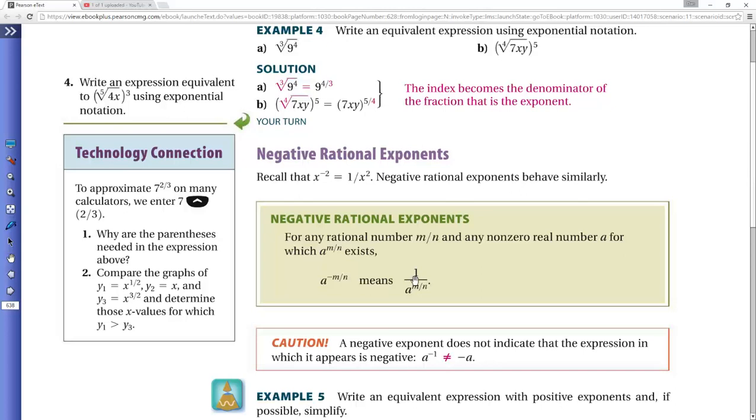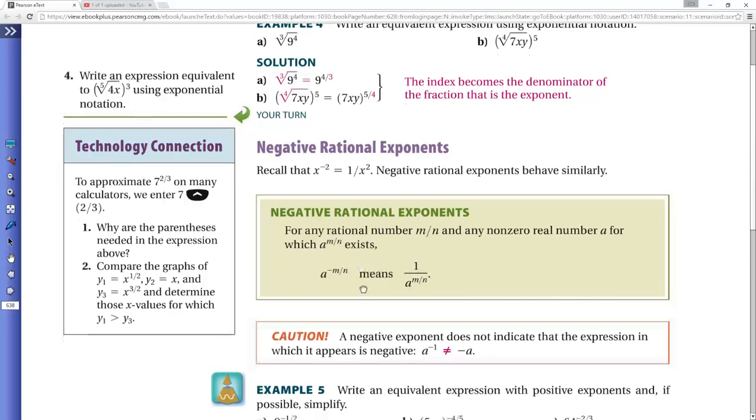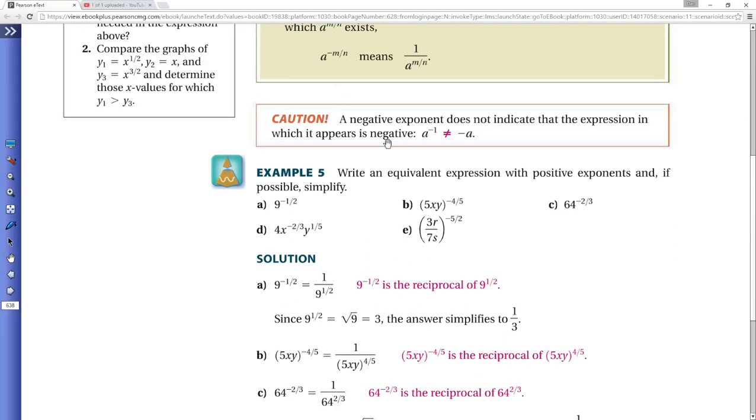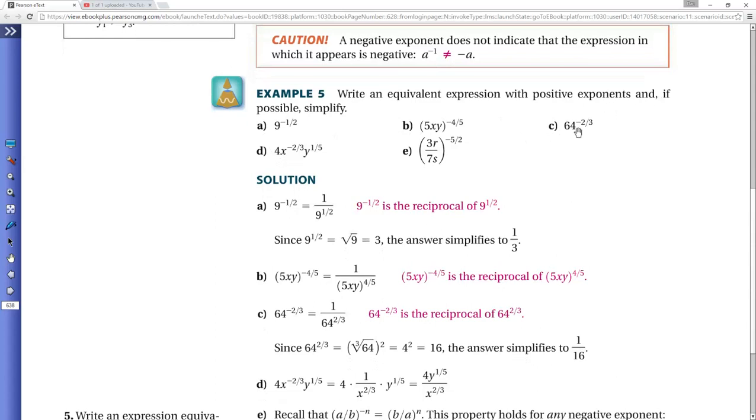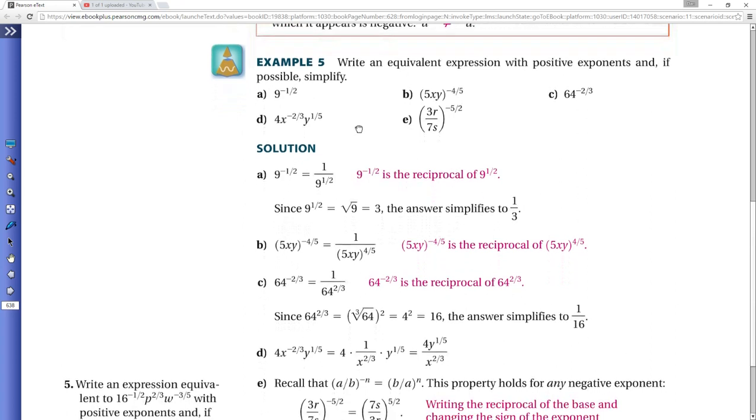Here's a caution again. This was usually a place where a lot of students make errors. Right here, this caution, it says negative exponents. A negative exponent does not indicate that the expression will end up negative, because a to the negative 1 power is not negative a. It is 1 over a to the positive 1 power. Okay. So you're going to write these expressions with positive exponents. So we're going to have to do some manipulation to make sure they're positive, right? Is by dealing with that negative specifically.